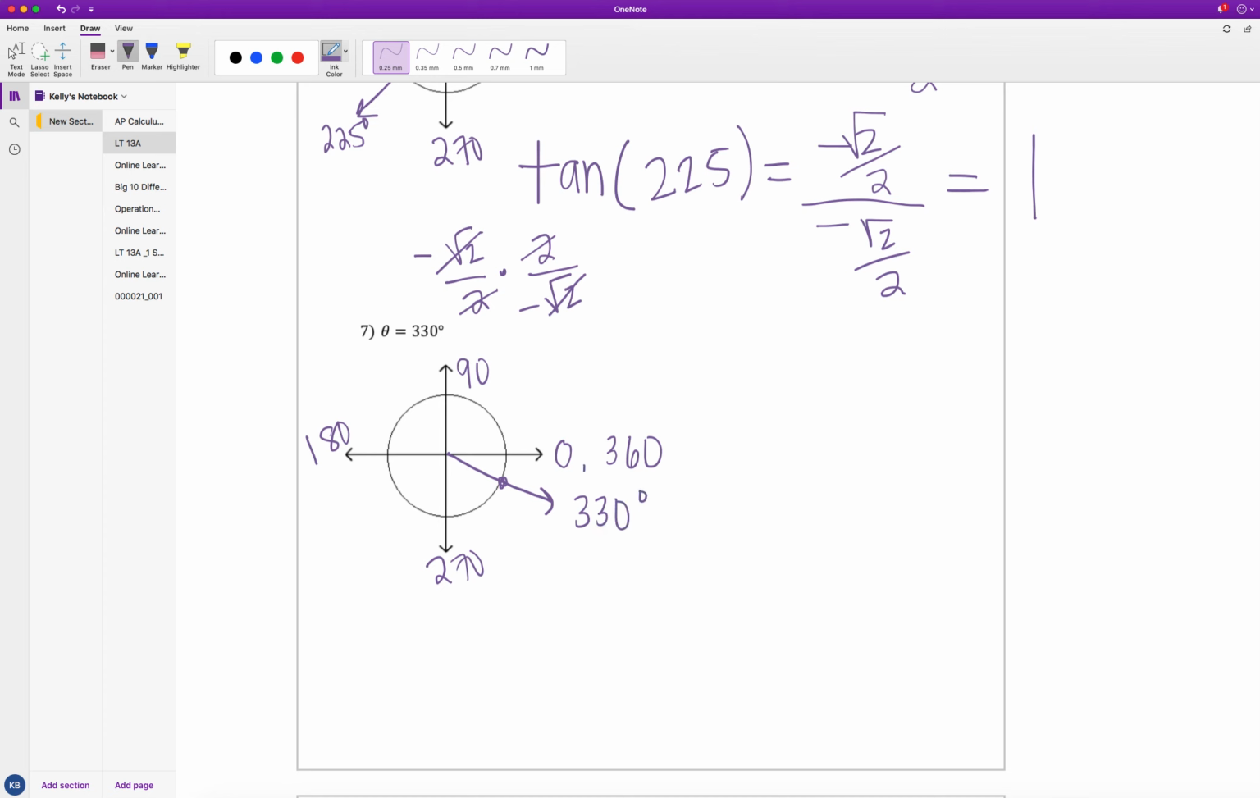In this case, my reference angle, if we flip back to this page, when I'm in quadrant 4, my reference angle, which is theta prime, is going to be 360 minus my original angle. So going back to this problem, theta prime will be 360 minus my original angle, so theta prime is equal to 30 degrees. Hopefully that's making some sense, because to get from 330 to 360, I would have to move 30 degrees.